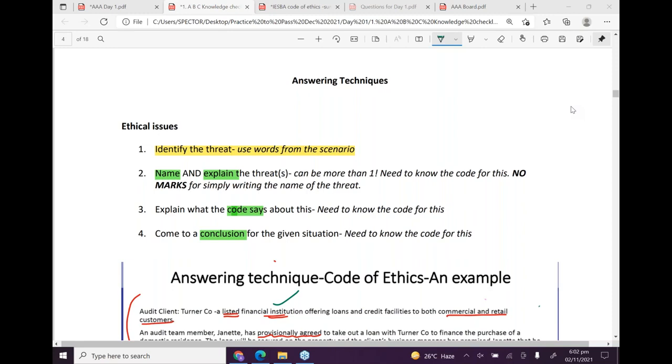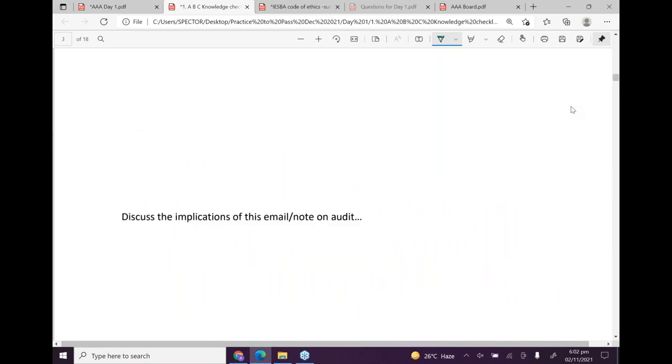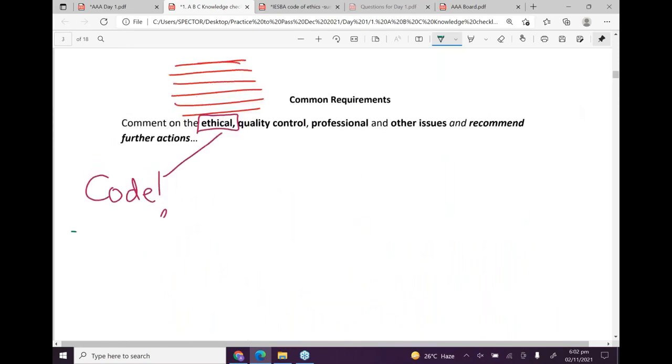So I'm just going to quickly scroll back up and fit that in. So threat, it could be more than one, code, and then a conclusion for the given scenario.